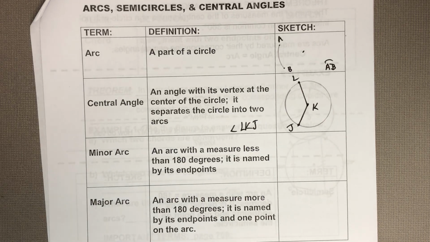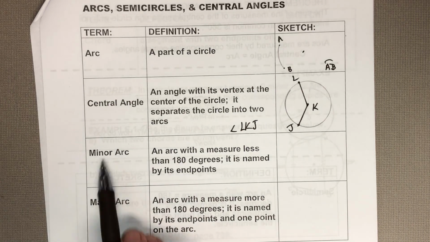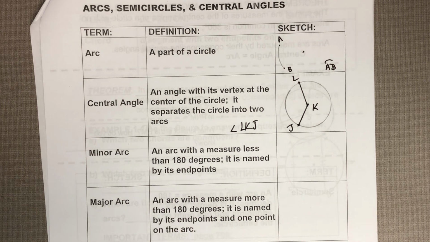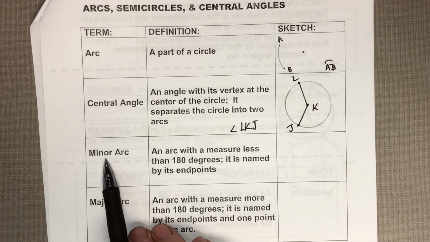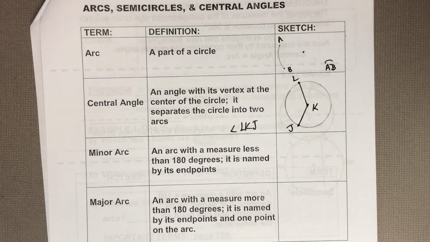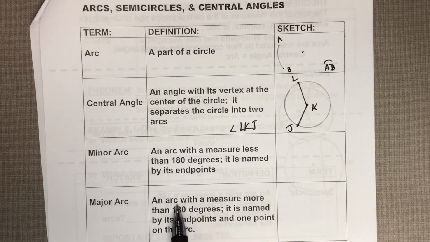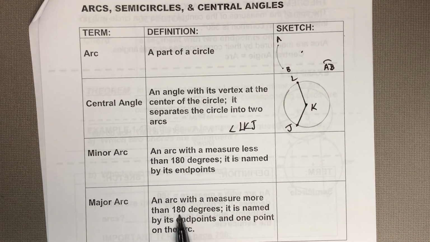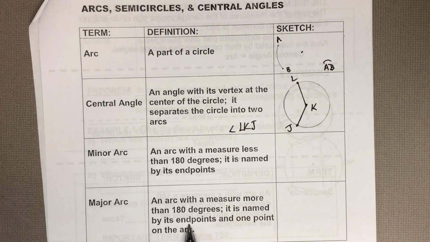All right, there are three kinds of arcs. We have minor arcs, major arcs, and semicircles, okay? Any arc whose measure is less than 180 degrees, all right, is what we call a minor arc. Any arc whose arc measure is more than 180 but less than 360, it is a major arc, and it has to be named with 3 points.